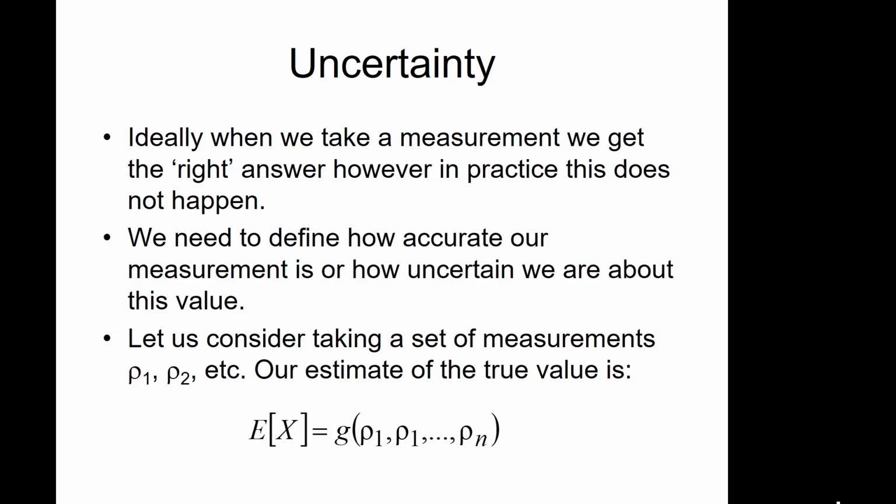When you take a measurement of something, you assume it's going to be right as you take the measurement. However, if you have lots of people taking that measurement, the chances are they will each take a slightly different measurement. So person 1 might take a measurement and get a value of ρ1. Person 2 might take a measurement and get a value of ρ2. The true measurement, E[X], what we'd like to know, the exact value of that measurement, is going to be a combination of all these different measurements we've taken.